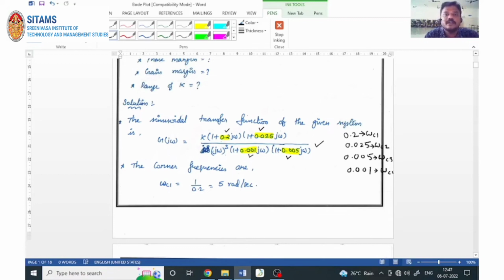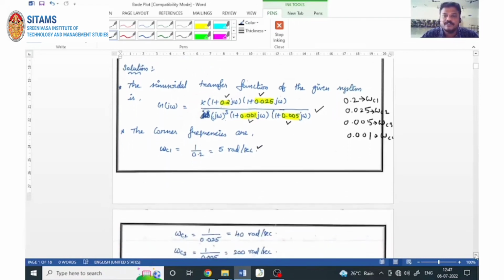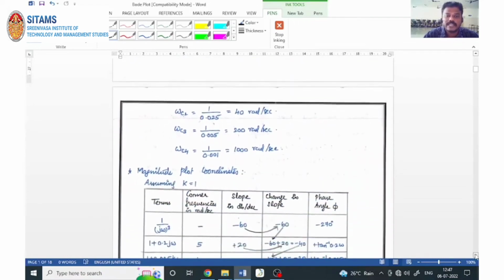After sorting out the time constants, our primary job is to determine the corner frequencies. Four terms are there, so 4 corner frequencies we are going to determine. The first one is 1 by 0.2, which is 5 radian per second. Then the second, third and fourth corner frequencies: the second one is 40 radian per second, the third one is 200 radian per second, and the last one is 1000 radian per second.